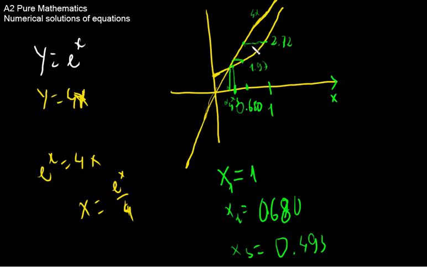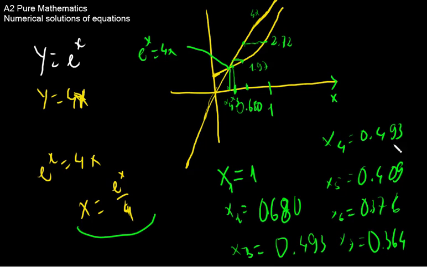Now if you imagine, the more you do this, the more you actually get closer to the root. The more you do this, the more you get to this point, and this is the point where e to the power of x actually equals 4x. If you continue this trend, I'll just replace the numbers and you will see the consecutive x values. The more you do it, you can see the values start to converge into a number.